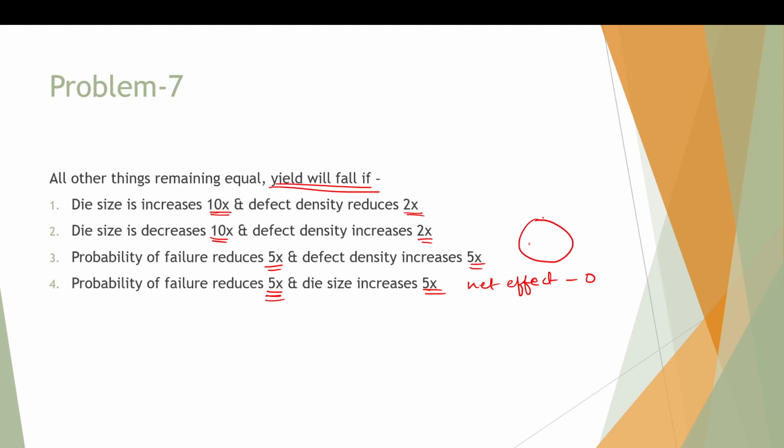See, this is my wafer. I have 4 different dies. So defect, first the defects were, say, like this. Now my defect density has increased 5 times, so there will be much more defects. However, just because there is a defect doesn't mean the device will fail. So that is given by the probability of failure. So that is reducing 5 times. So I think in this case also the net should be 0.